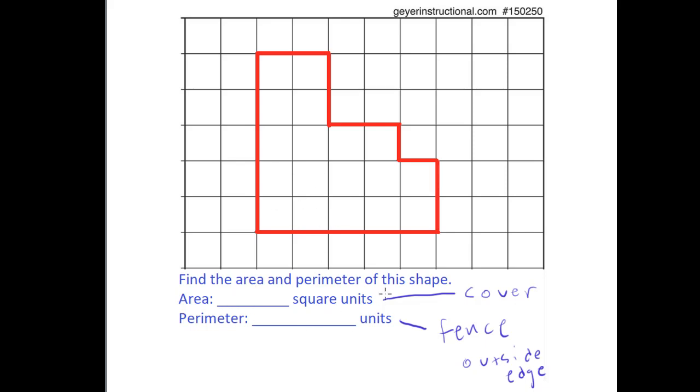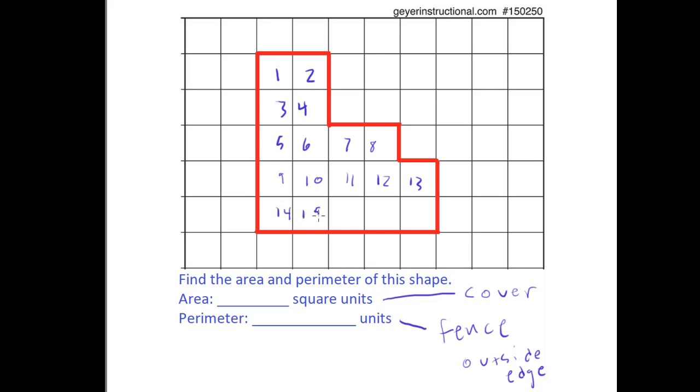So in order to figure out, let's start with area, how much this covers, all I have to do is count how many squares are inside. And I can do that easily by numbering them or just by counting them off. But if I want to make sure that I'm really accurate here, I like to put the numbers inside of the squares so that I can see them.